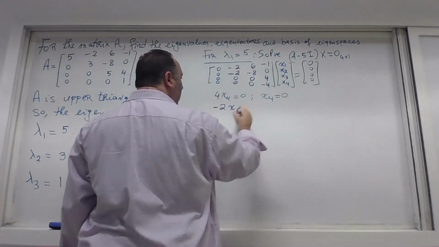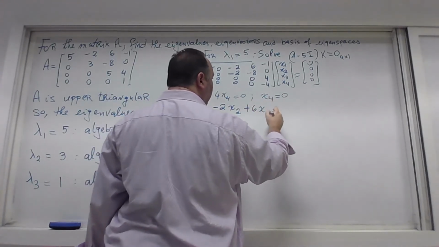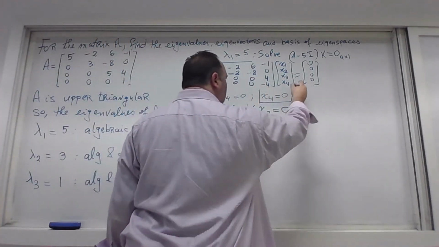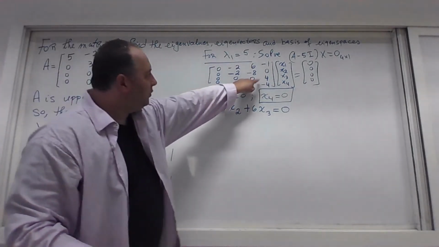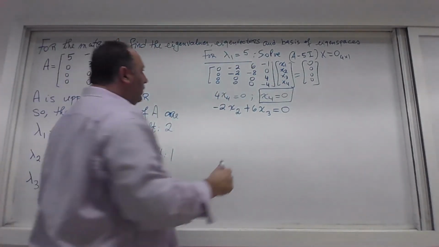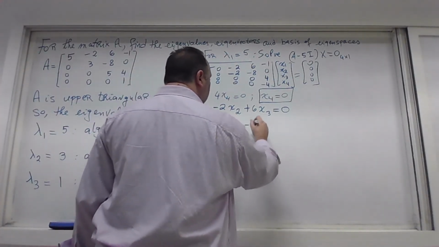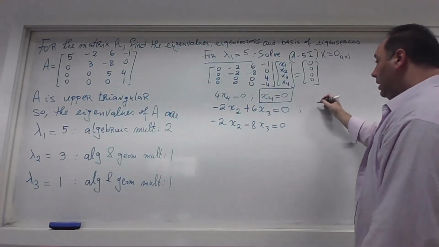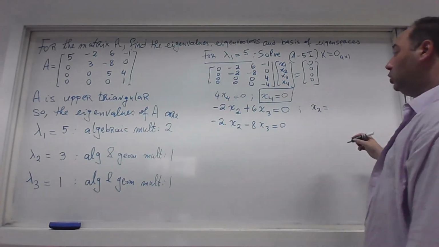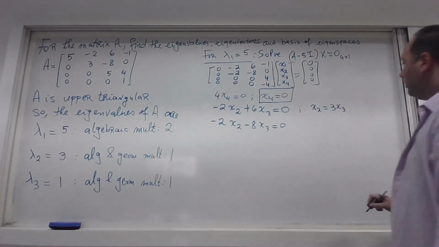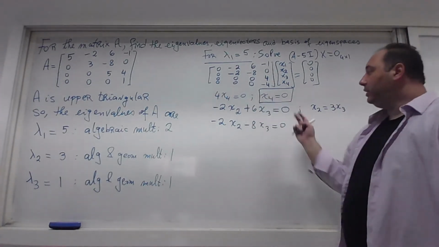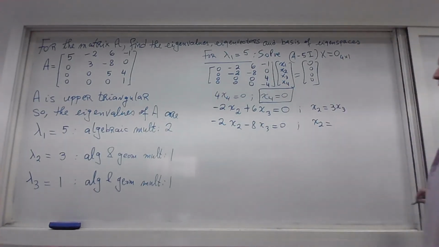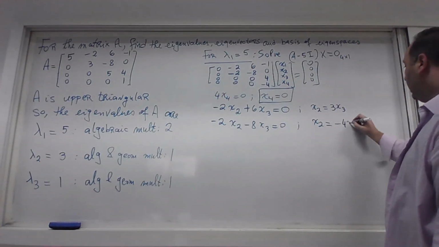So I have one thing from row 1: this plus 6 x3 equals 0, because x4 is 0, I take it immediately. This is something I got for free from equations 3 and 4. And then I have this: minus 8 x3 equals 0. So this thing here tells me that x2 is equal to 3x3, right? Send the 2 to the other side, divide by 2, good. And this thing here tells me that x2 is equal to negative 4x3.